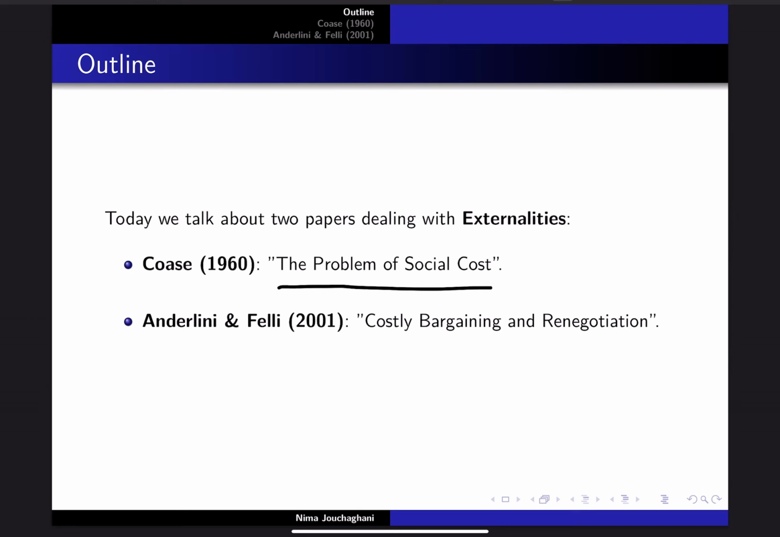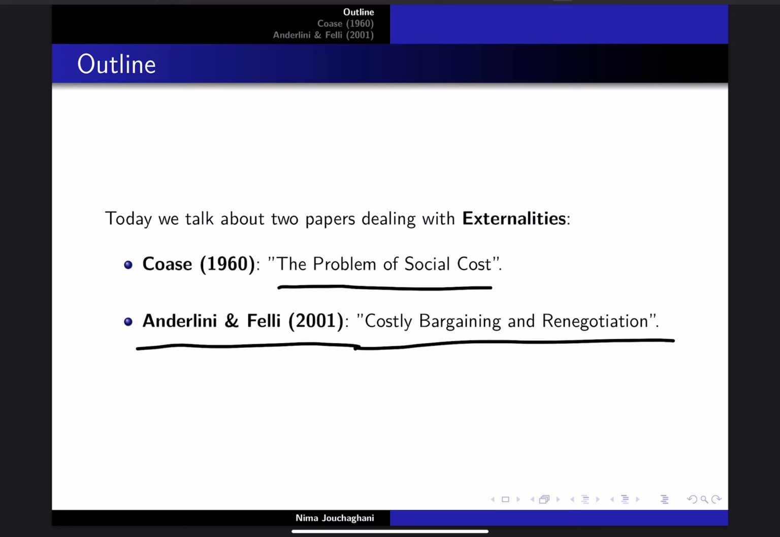And this assumption is dropped in a paper by Andalini and Felli, with the title Costly Bargaining and Renegotiation. This is published in Econometrica. It has an actual model which is used to show you that once you introduce transaction costs in a market, where individuals are bargaining over outcomes, then the result of Coase, that a market can deal with externalities and still get an efficient outcome, does not hold if you have transaction costs. Basically that's the main punchline of this paper, to show you that if you drop one of the assumptions in the original Coase paper, then the results do not hold generally.